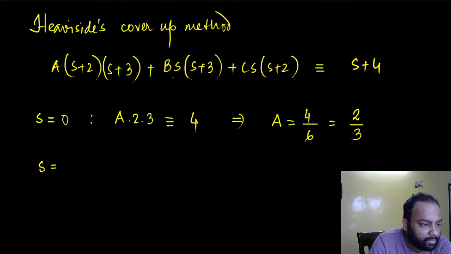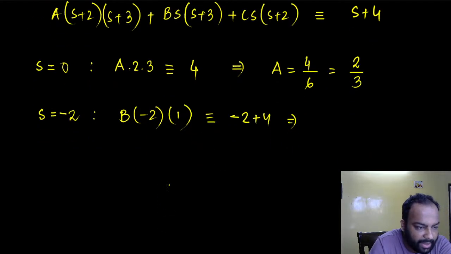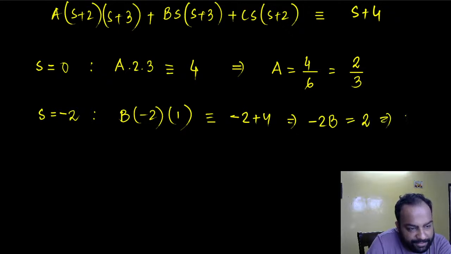Now I want to keep B and eliminate everything else. For that I would put s equal to -2. If I put s equal to -2, this becomes 0, and this also becomes 0. Then I am only left with the factor with B, so B into -2 into 1, which is identical to -2 plus 4. So essentially my equation is -2B equal to 2, and that gives me B equal to -1.